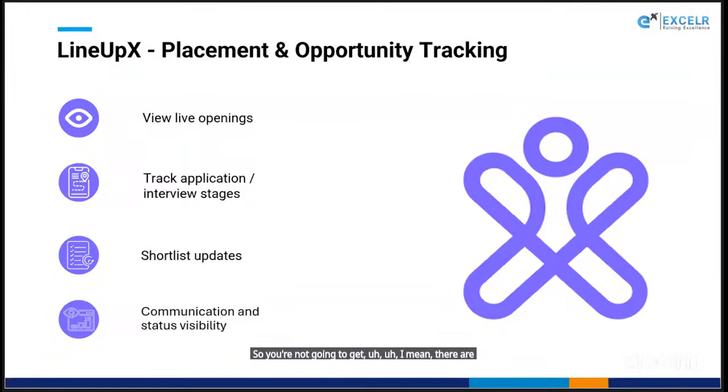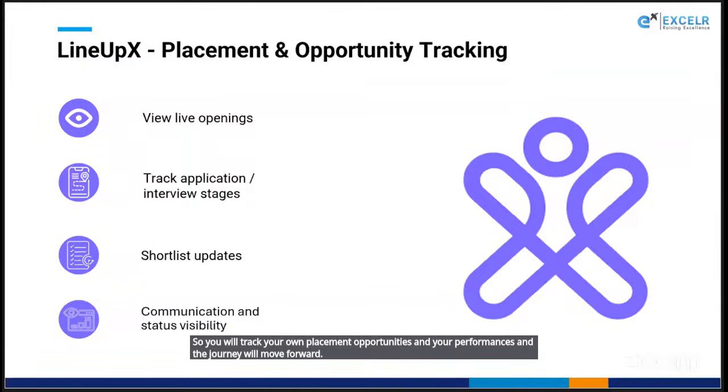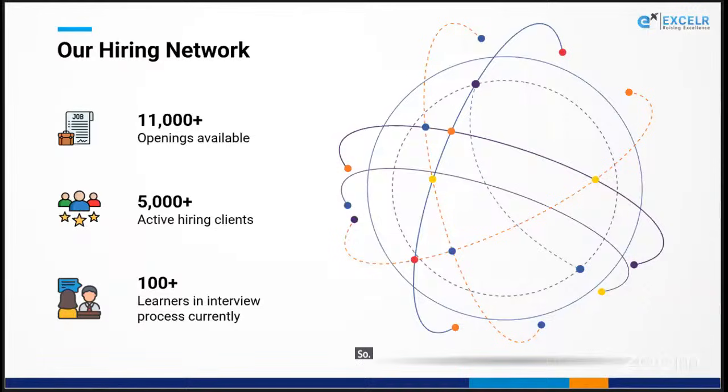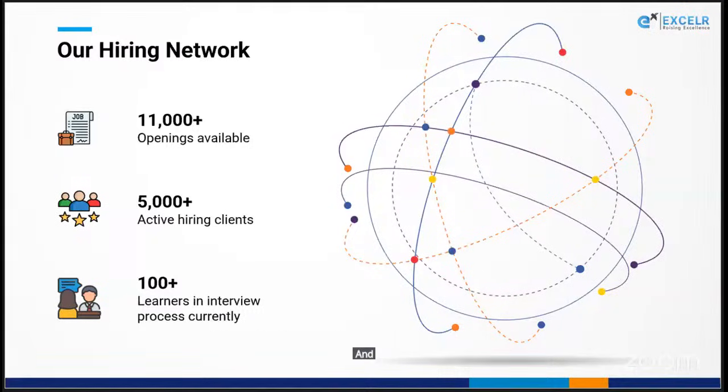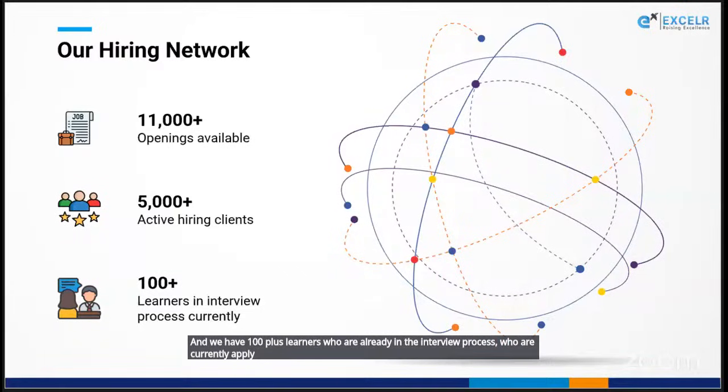There are no secrets. So you will track your own placement opportunities and your performance, and the journey will move forward. So, how is this being made possible? We are making it possible through our 5,000 plus active hiring clients, and currently we have 11,000 plus openings available for the learners, and we have 100 plus learners who are already in the interview process, currently applying for these placement opportunities.